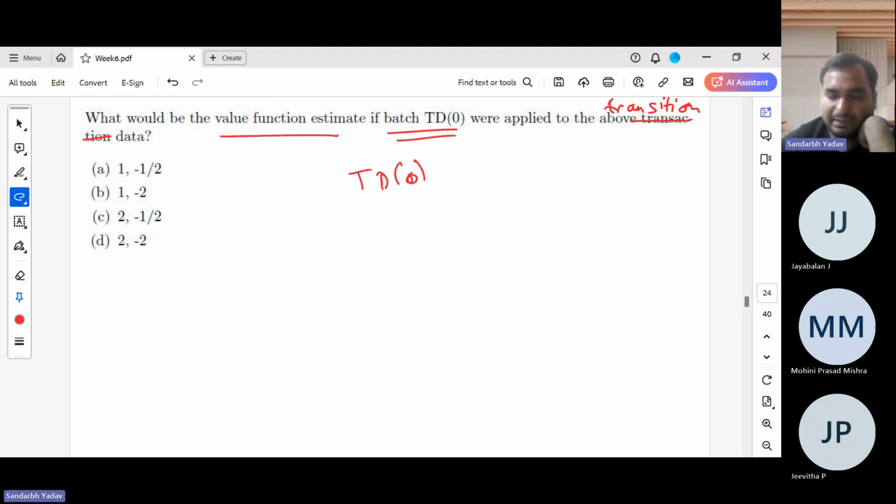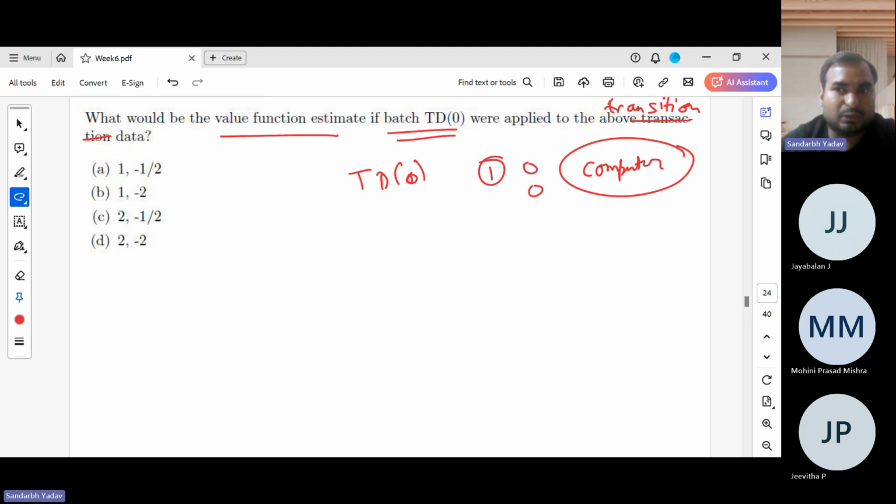What is our equation? There are two ways of doing this. The first option is to start with some value estimates of both the states and keep applying these TD updates. But that would be good if we are using a computer, because we don't know how long it will take to actually converge. Suppose these two values become 1 and 1 in the next step, it might still take some time to converge. So instead of doing it that way, we will opt for the second method.